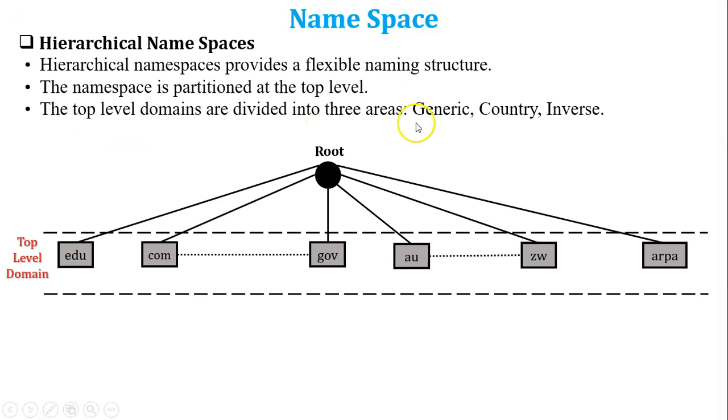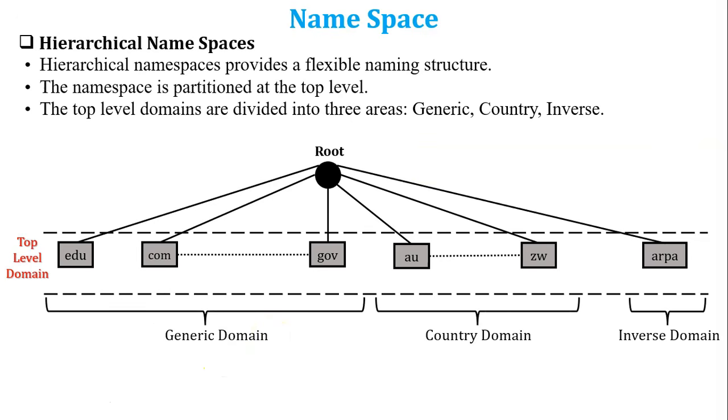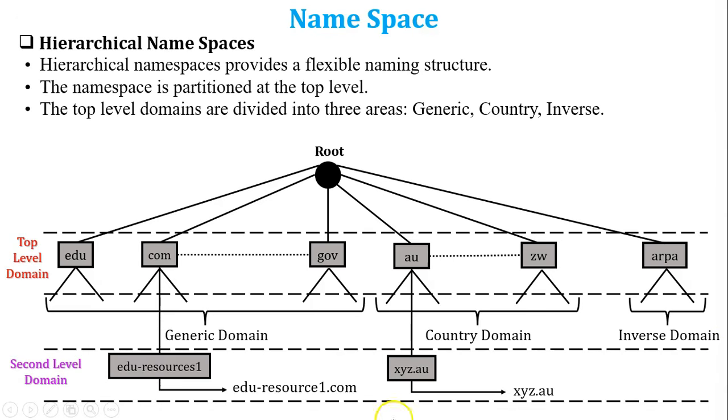Next, the top level domains are divided into three areas. The first one is generic domain, the second one is country domain, and the third one is inverse domain. Now, the top level domain is further divided into the second level domain. So this diagram shows the hierarchical namespace in the DNS. For example, our website is eduresources1.com. In hierarchical namespace, the root node can easily find the website because the root node checks the top level domain in the website URL. So in our example, the top level domain is .com. It means our website belongs to the generic domain and the second level domain is eduresources1. So the web URL is written in the inverse DNS tree structure, eduresources1.com.